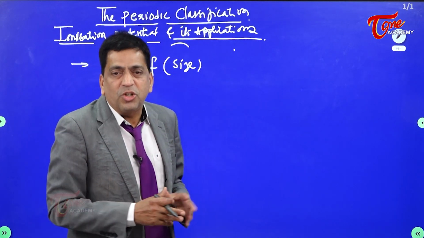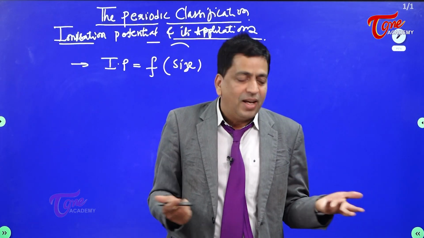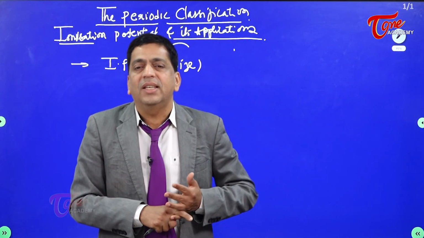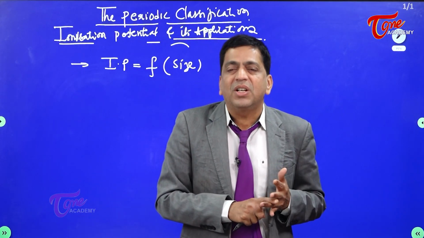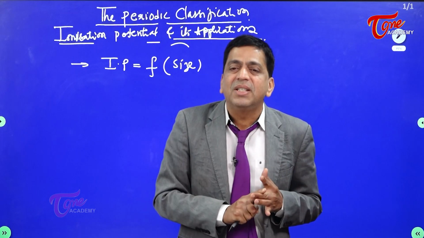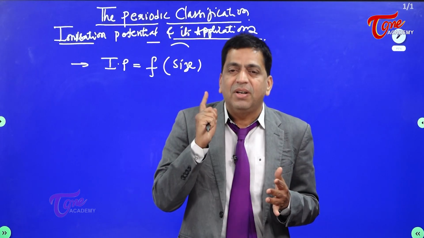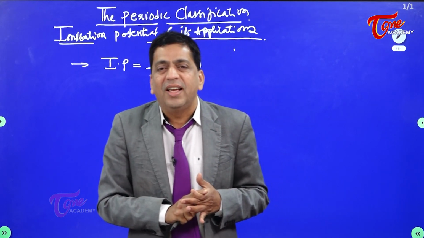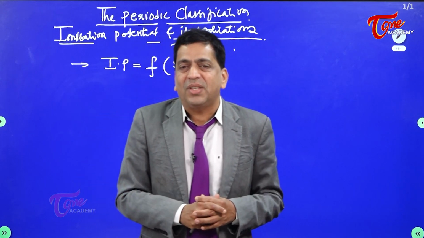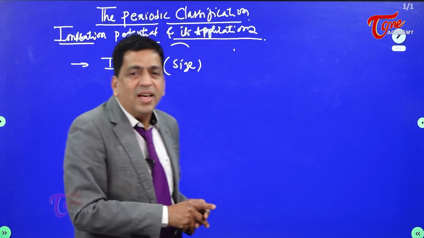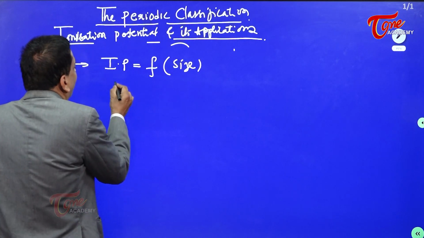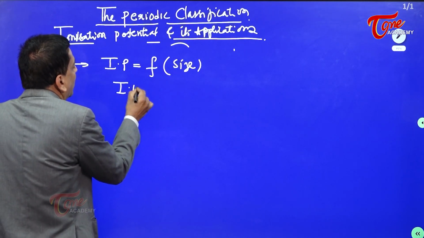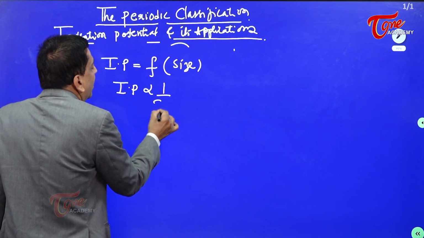So this is no different. The ionization potential again is a function of size. Electropositivity was a function of size. Electronegativity was a function of size, electron affinity was a function of size, and even ionization potential is of course a function of size. If you want an exact relation, then understand that ionization potential is inversely related to size.